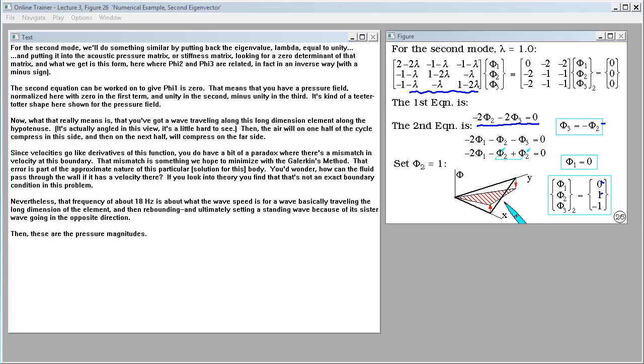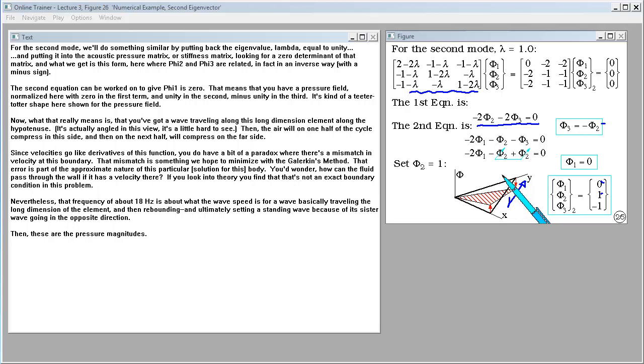Now, what that really means is that you've got a wave traveling along this long dimension of the element along the hypotenuse. It's actually angled in this view here. It's a little hard to see. But then the air will, on one half of the cycle, compress in this side, and then on the next half will compress on the far side.